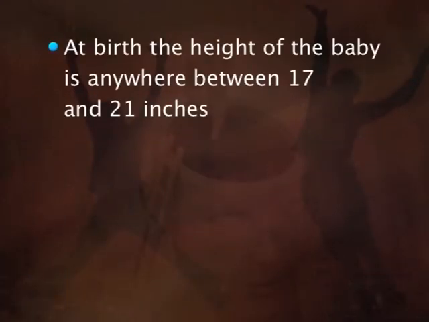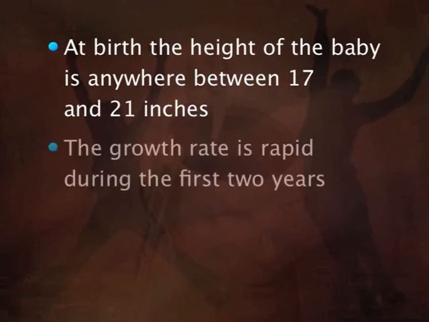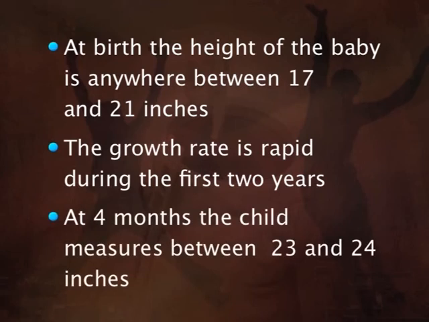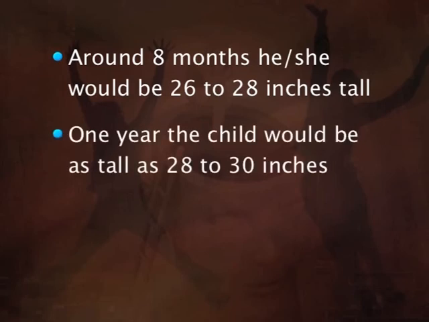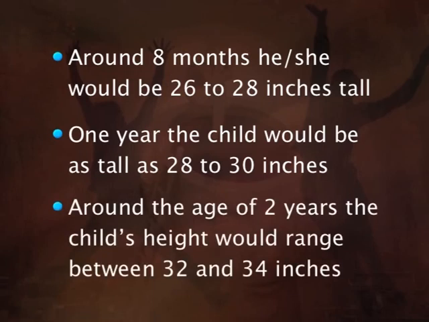Next, we have changes in height. At birth, the height of the baby is anywhere between 17 and 21 inches. The growth rate is rapid during the first 2 years. At 4 months, the child measures between 23 and 24 inches. Around 8 months, he or she would be 26 to 28 inches tall. And at 1 year, the child would be as tall as 28 to 30 inches. Around the age of 2 years, the child's height would range between 32 and 34 inches.